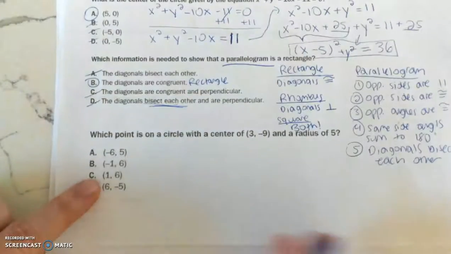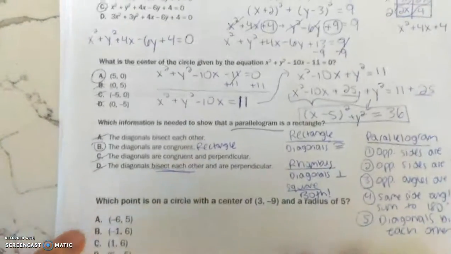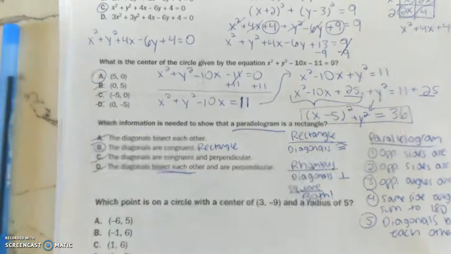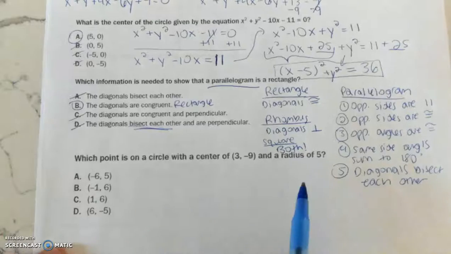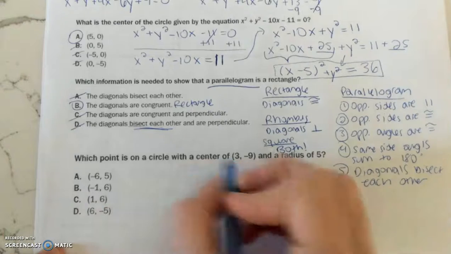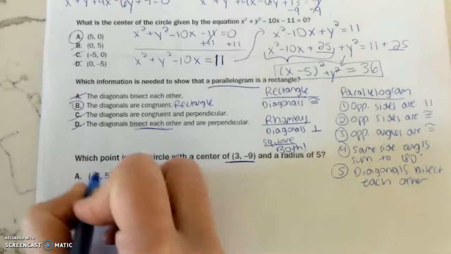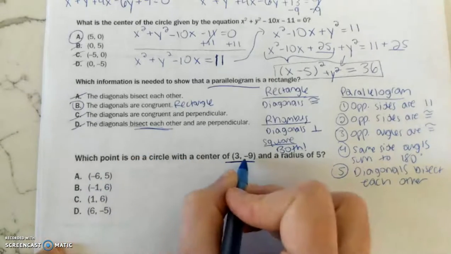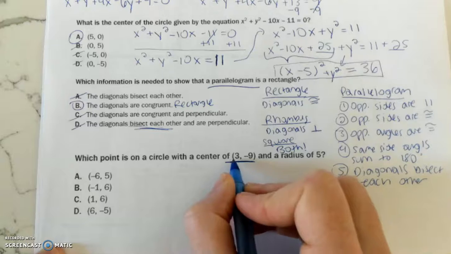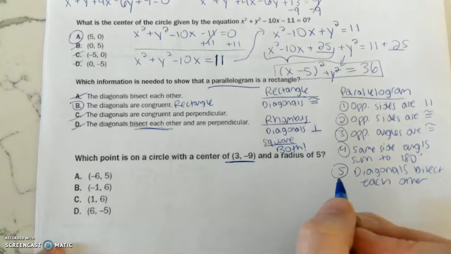All right, great work. Go ahead and start on this next one. I'm not going to give you any hints for it. Just look at the problem, see if you can figure it out on your own, and come back when you're ready. So for this problem, we're trying to find out if these points are on the circle with a center and a radius. So your center is 3, -9, and your radius is 5.